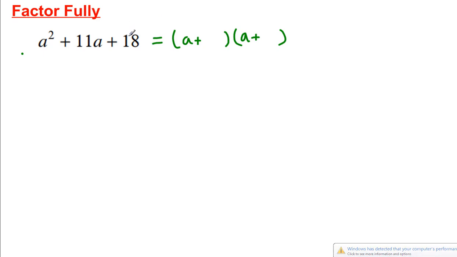Two numbers that multiply to 18 and add to 11. Let's see if we can just come up with those more quickly. 1 and 18, 9 and 2. 9 and 2 multiply to 18. Oh, and 9 and 2 add to 11. So I did it more quickly there. We can put the 2 and the 9 in either spot. But 2 and 9 multiply to 18, and they add to positive 11. So positive 2, positive 9 are going to be our numbers.